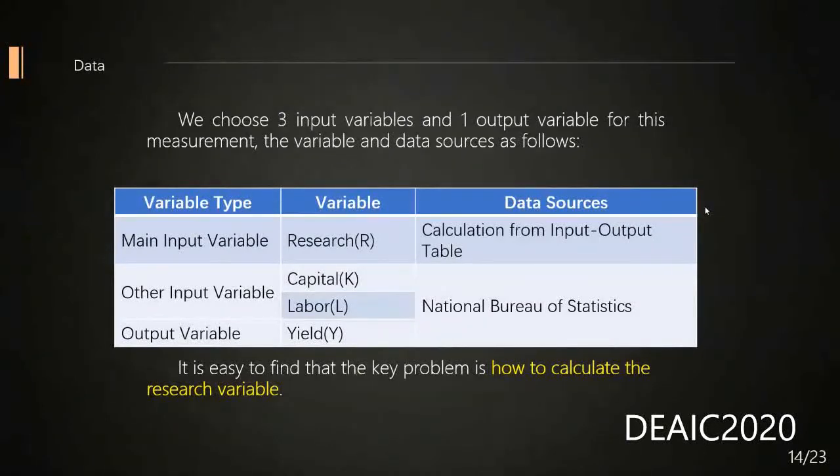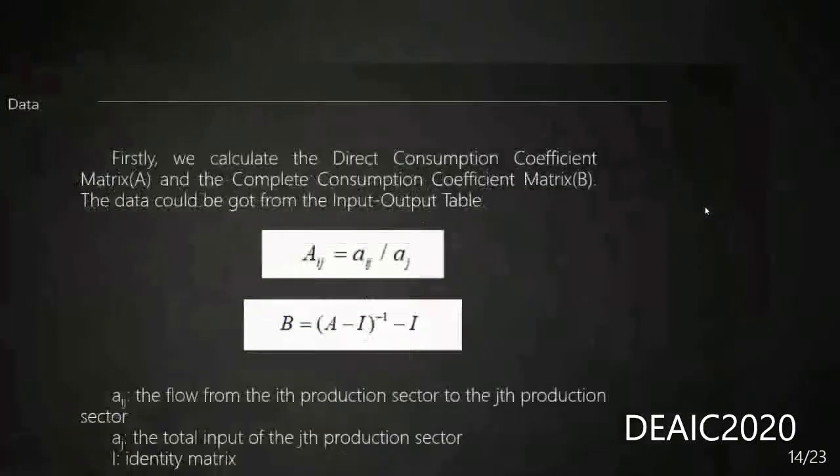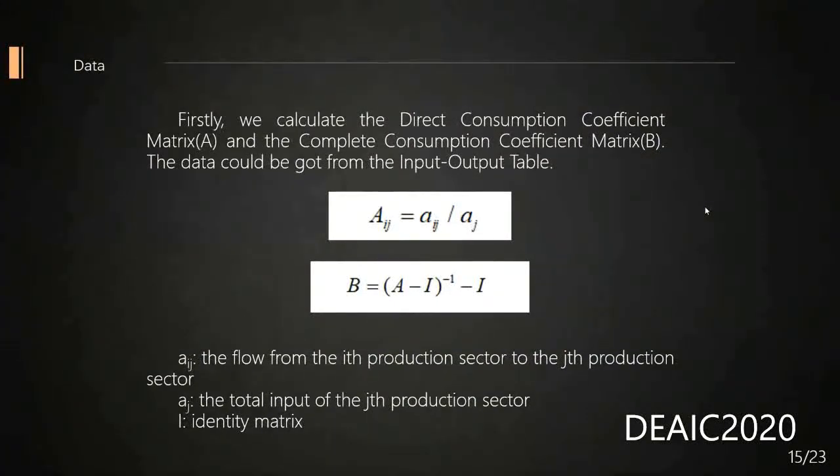It's easy to find that the key problem of the index is how to calculate the research variable. We could first calculate the direct consumption coefficient matrix and the complete consumption coefficient matrix. The data could be got from the input output table. Look at this formula. The aij means the flow from the ith production sector to the jth production sector, and the xj means the total input of the jth production sector. And the I is the identity matrix.